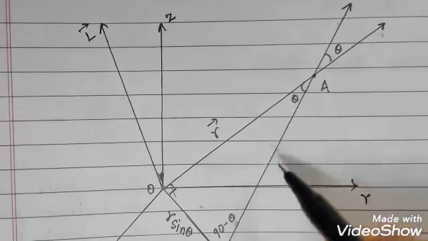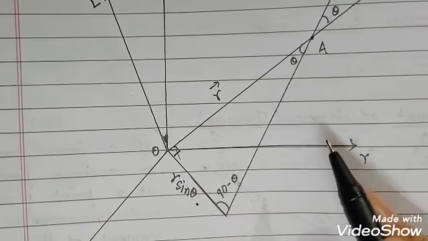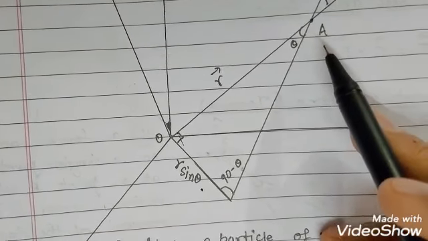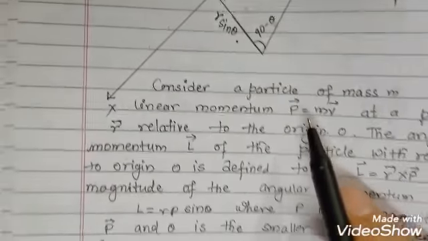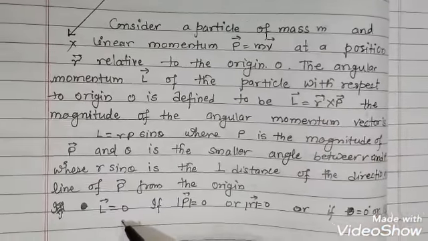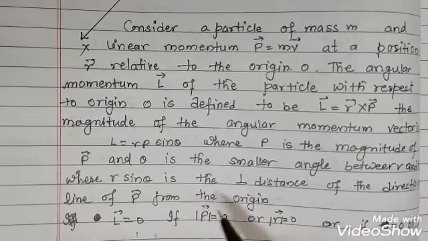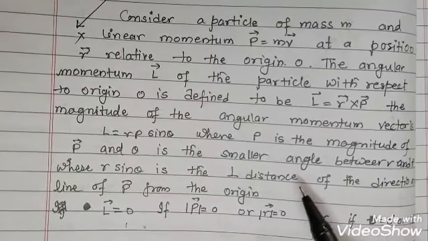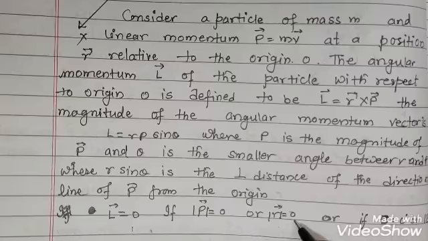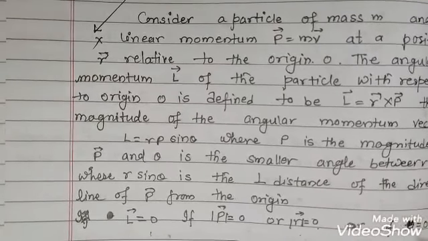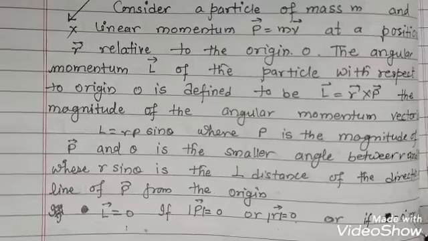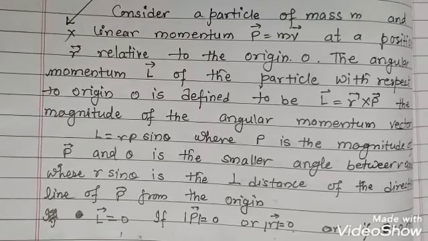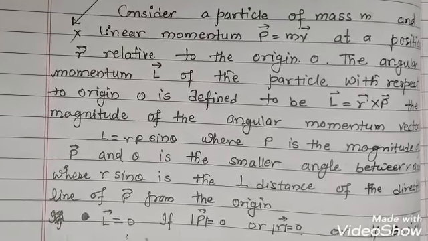Here you will see that we expect the angular momentum to be 0 if the linear momentum vanishes, that means the magnitude of p is equal to 0, if the particle is at the origin, that means r equal to 0, or if the direction line of p passes through the origin such that theta is equal to 0 degree or 180 degrees. So this is about the angular momentum.